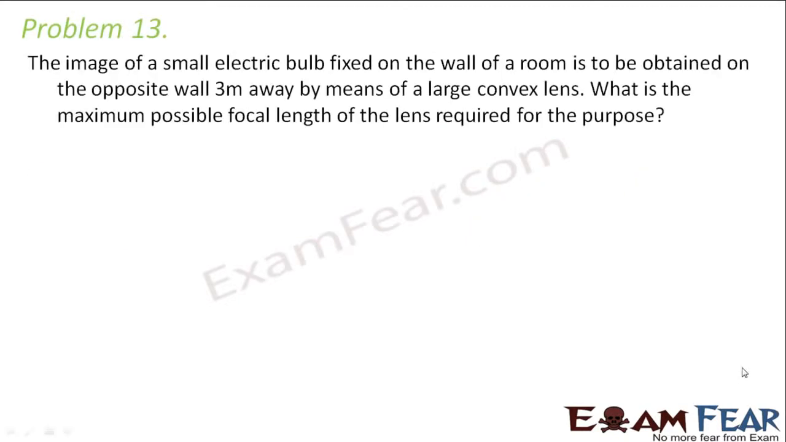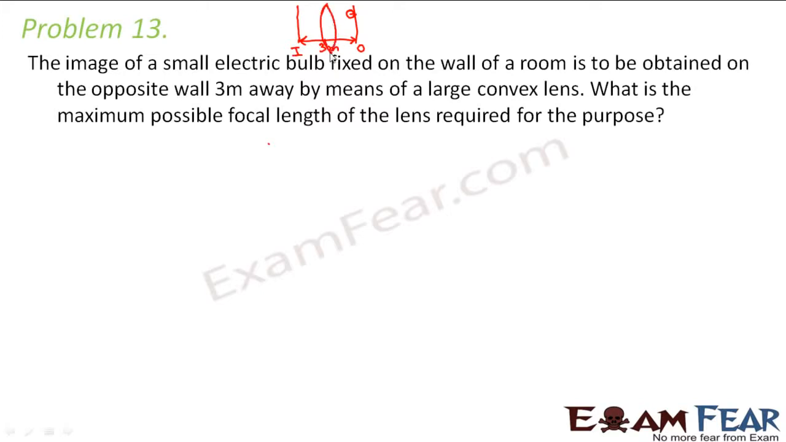Let us look at the problem. It states that the image of a small electric bulb fixed on the wall of a room is to be obtained on the opposite wall 3 meters away by means of a large convex lens. So it talks about a scenario like this. Let us suppose this is the wall of a room where you have a small electric bulb. Now you have to obtain the image of this bulb on the opposite wall, which is at a distance of 3 meters from this wall. So your object lies here and you want the image to form here by means of a large convex lens.